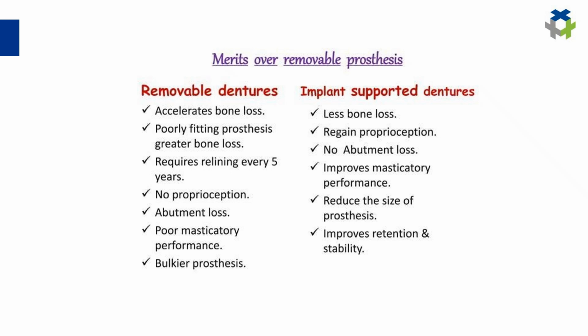But in an implant supported denture, there is less bone loss. It regains the proprioception. There is no abutment loss. It improves the masticatory performance. It reduces the size of prostheses. It improves the retention and stability.